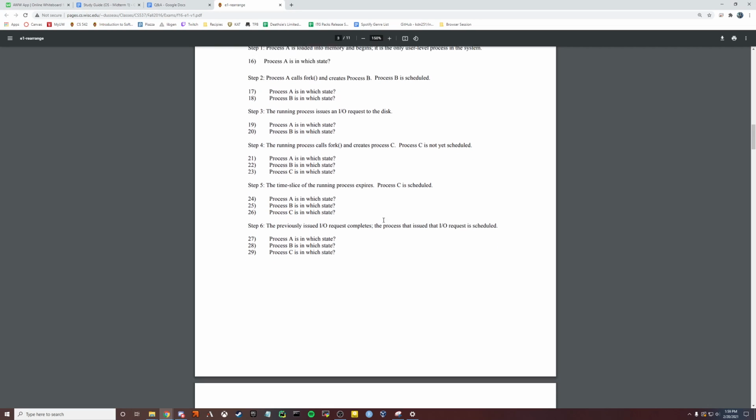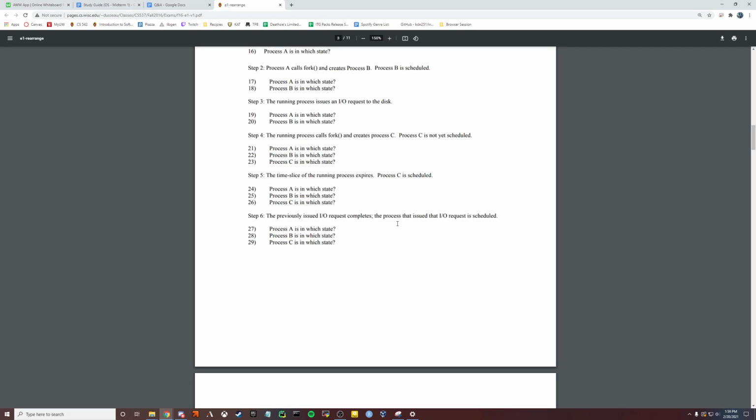Step 5, the time slice of the running process expires. Process C is scheduled. So then process A is ready, B is still blocked, and C is running. We're assuming that B is still out for IO, that previously issued IO request. So it's still waiting in step 5. So we're thinking A ready, B blocked, C running. Answer key says ready, blocked, running. So that is correct.